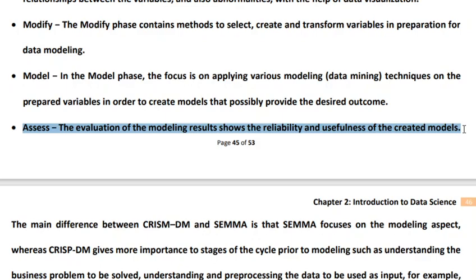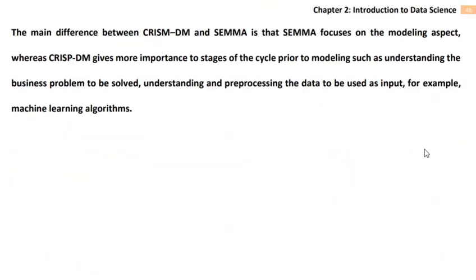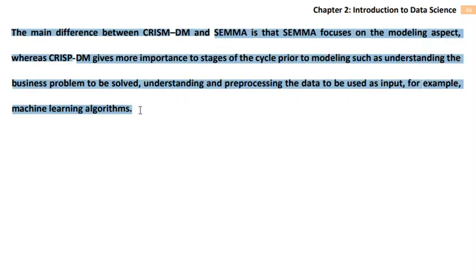Now let us try to distinguish between CRISP-DM and SEMA and their pressure points. The main difference between CRISP-DM and SEMA is that SEMA focuses on the modeling aspect, whereas CRISP-DM gives more importance to other phases prior to modeling, such as understanding the business problem, understanding and processing the data to be used as input, and application of data or machine learning algorithms for determining patterns that can potentially be used for building models for providing a solution to the problem.